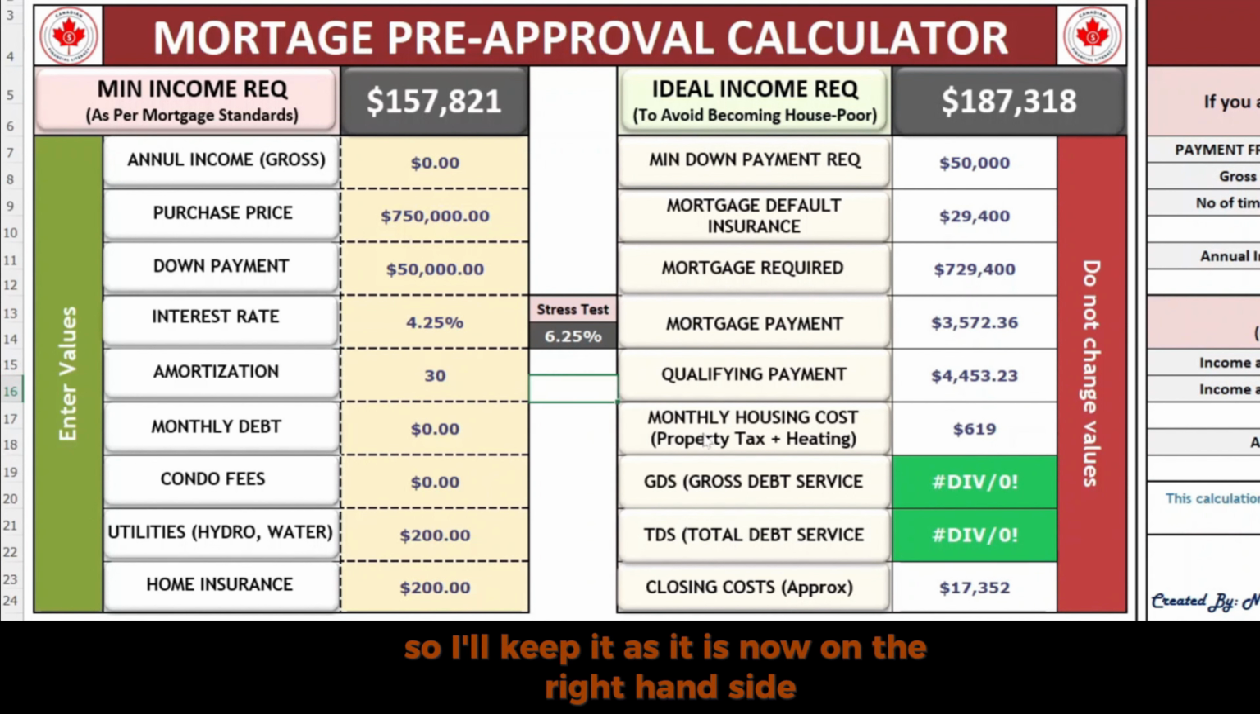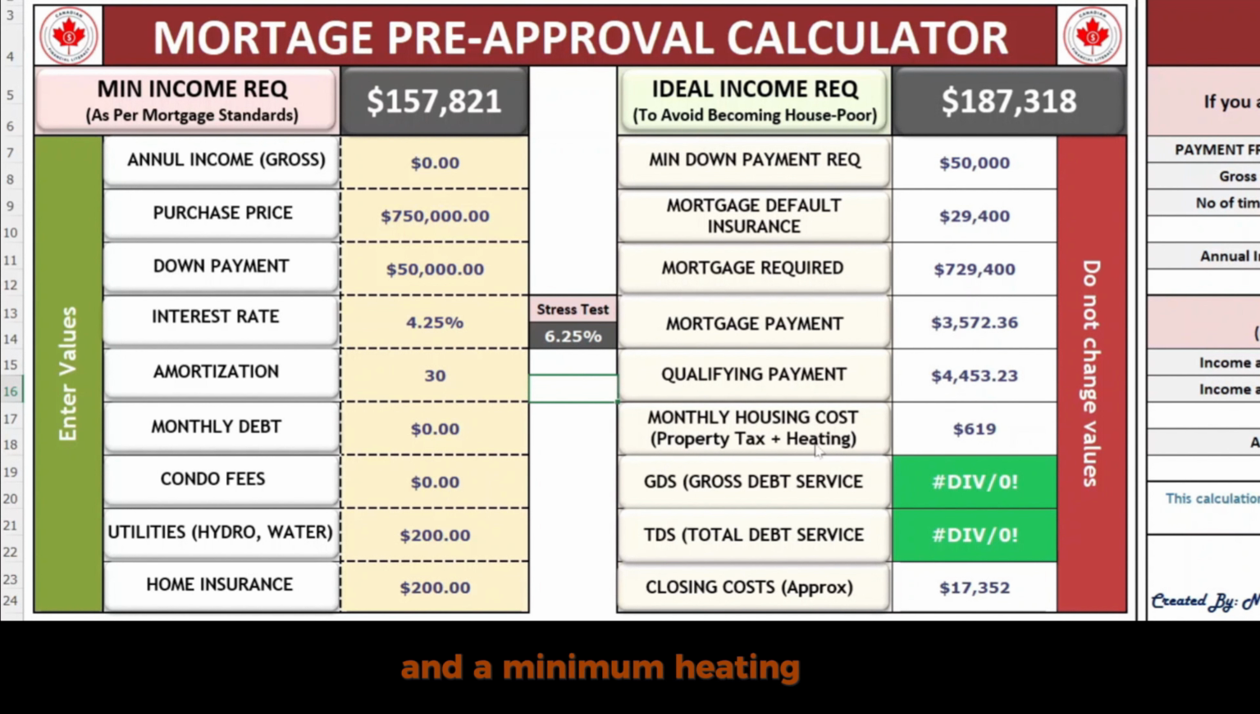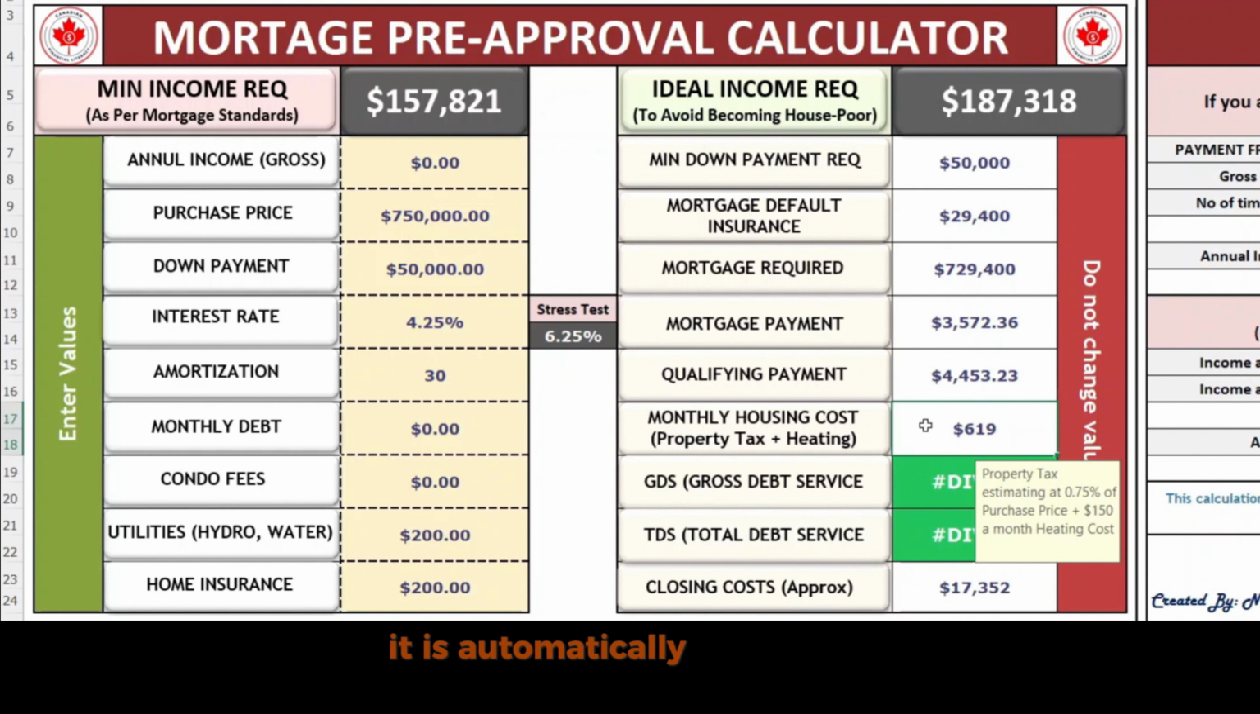Now on the right hand side, we'll talk about the monthly housing cost. What happens is any bank or any lender, when you go to them to get a mortgage, they only consider the property taxes and a minimum heating amount as your utilities for the house. So here in this column, it is automatically calculating the property taxes based upon the purchase price of the house. It is estimating 0.75% of the purchase price to be the property tax and $150 per month to be the heating cost. This is the same criteria that lenders use when you visit them to get a pre-approval.